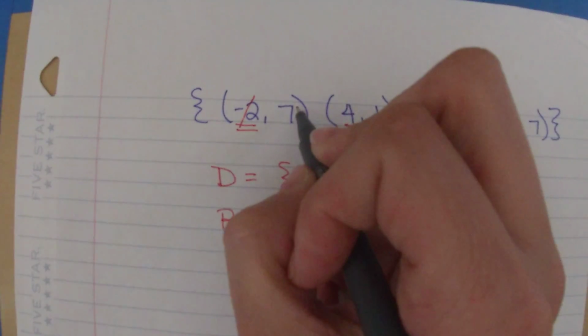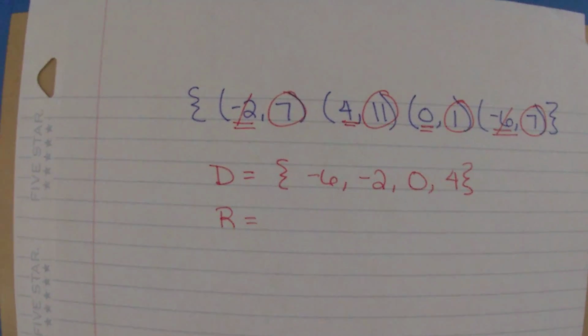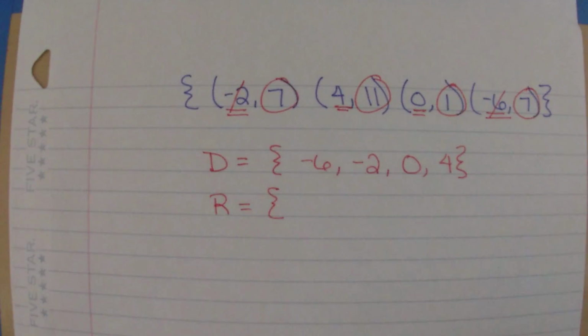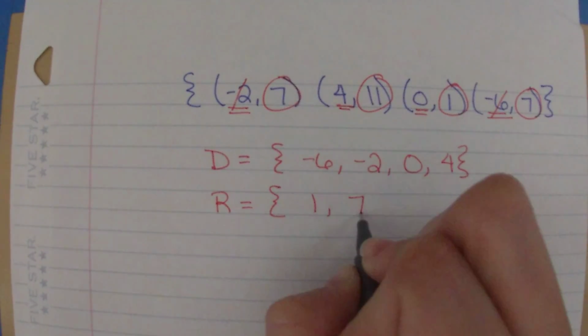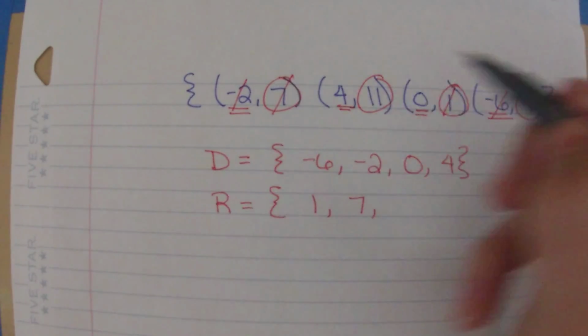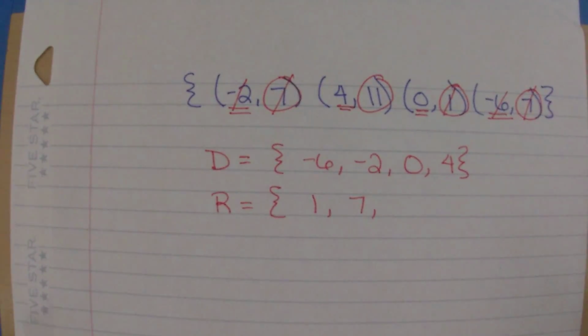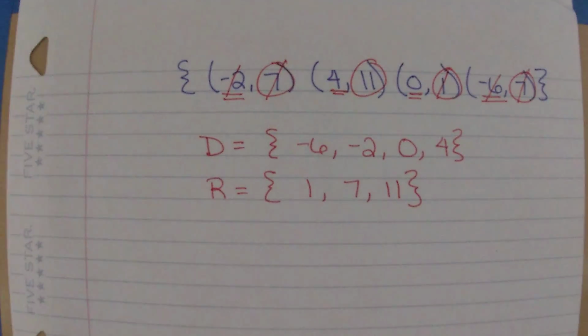Okay, my range is always my Y values. Again, I'm gonna list it in my squiggles and my braces, and I need least to greatest, so I have 1, 7. Now, the rule says that I can't list any repeats, so once I list that 7 one time, that accounts for both of them. I'm not gonna list it twice, I'm just gonna put that 11 after it. Okay, so there's our domain and range.